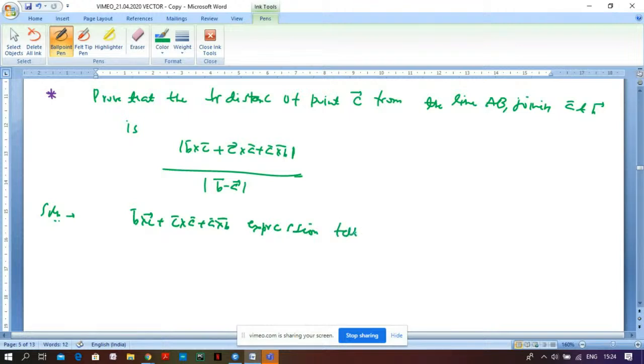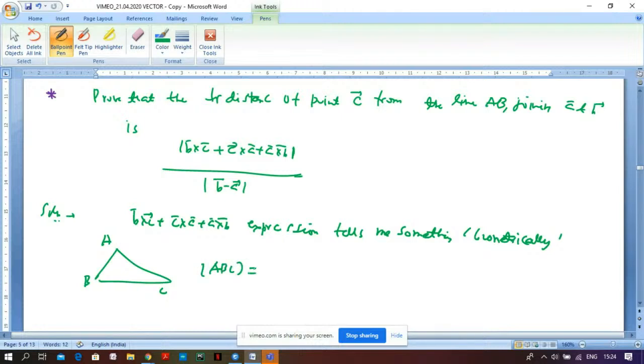This expression tells me something geometrically. If I can figure out what that is, my job is done. So remember that the area of triangle ABC, the vector area of triangle ABC, is given by half.